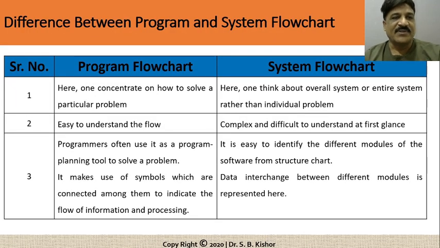So what is the basic difference? In a program flowchart, one concentrates on how to solve a particular problem, while in case of a system flowchart, one thinks of the overall system or entire system rather than the individual problem. It is easy to understand the flow because it's a single module, so concentrating on and understanding that problem is very easy compared to the entire or big problem. So in a system flowchart, it's complex and difficult to understand at first glance.